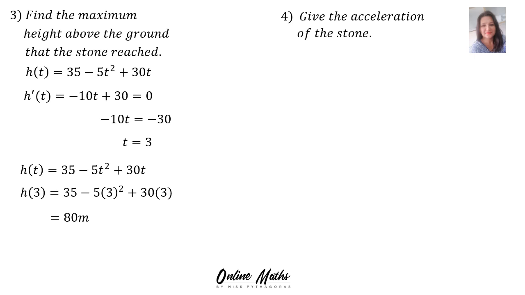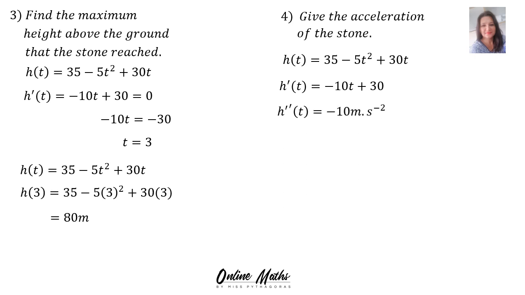Question 4. Give the acceleration of the stone. There's height. When you get the first derivative, you get velocity, and when you get the second derivative, then it's acceleration. Therefore, the acceleration is minus 10 meters per second squared.